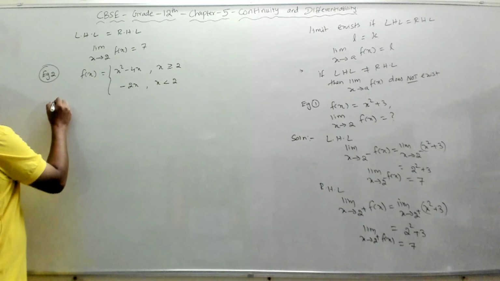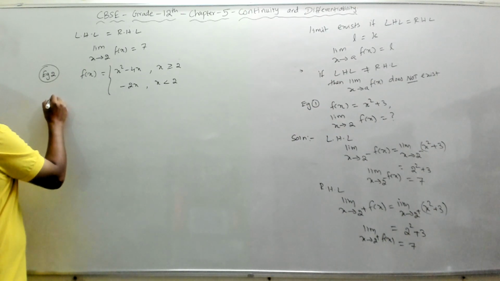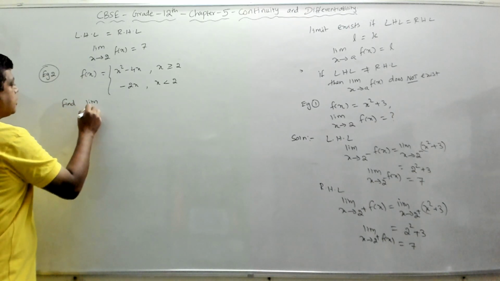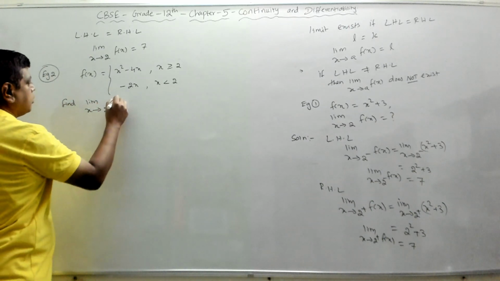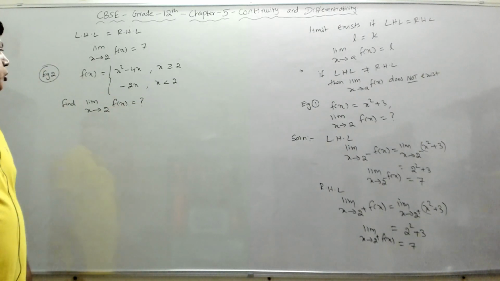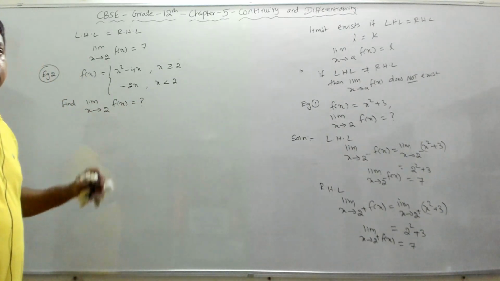So suppose the question is: find limit x goes to 2, f of x. What is it? Limit x goes to 2, f of x is what? Again x is approaching 2.